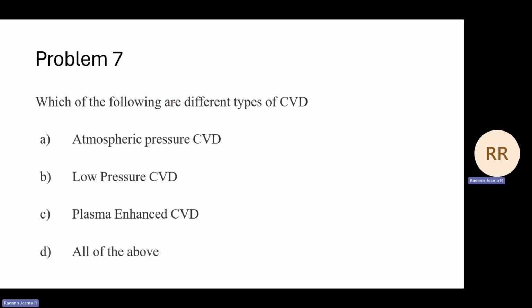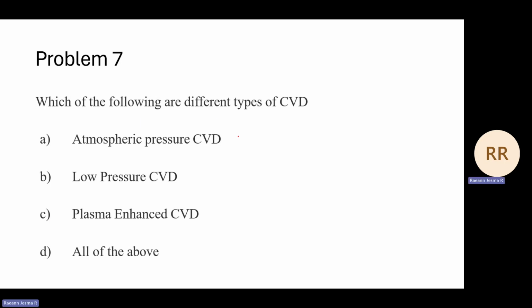We'll move on to the next question. Which of the following are different types of CVD? A. Atmospheric pressure CVD. B. Low pressure CVD. C. Plasma enhanced CVD. D. All of the above. Yes, all of the above.